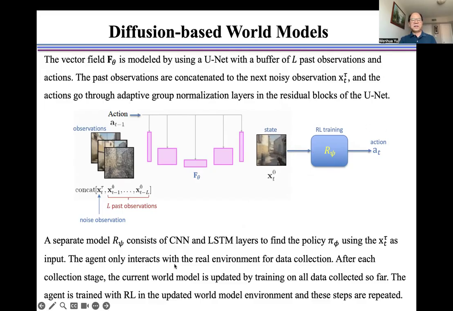The agent only interacts with the real environment for data collection. After each collection stage, the current world model is updated by training on the data collected so far. The agent is trained with reinforcement learning in the updated world model environment, and these steps are repeated.